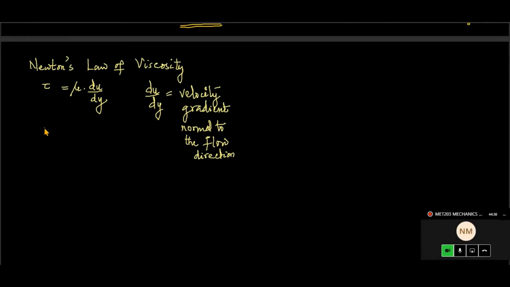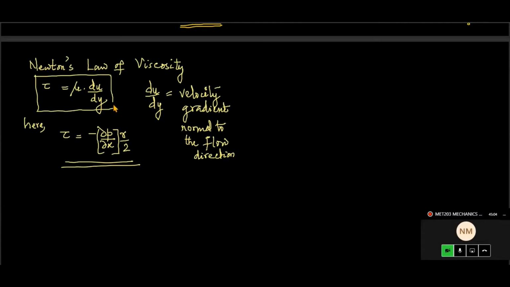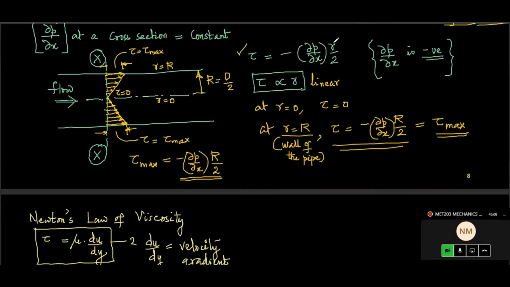So here we already got the shear stress tau is equal to minus dou P by dou X into radius by 2, the variation of shear stress with the radius. So we got this from equation 1. And now this Newton's law of viscosity, let me name it as an equation number. So we will keep on adding the equations.